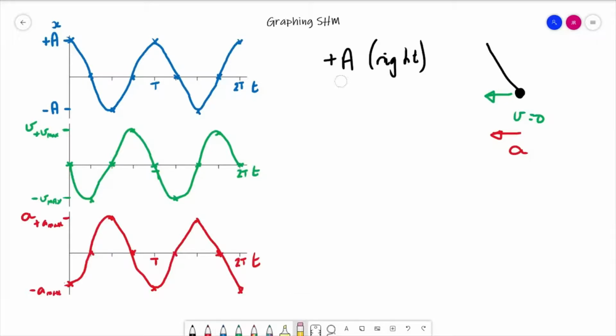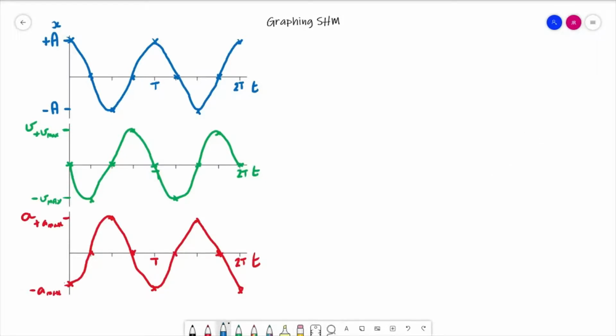Now let me just make over here a little bit of space. Okay, let's do displacement first. Now what I'm going to do, I'm just going to throw the equation at you first. I'm going to say that x is equal to a cos of omega t. Now that is the equation to describe the graph for displacement. Now straight away we can see that we've got an omega has appeared in there, and we remember from the circular motion topic that omega is 2 pi over T, or 2 pi times the frequency.